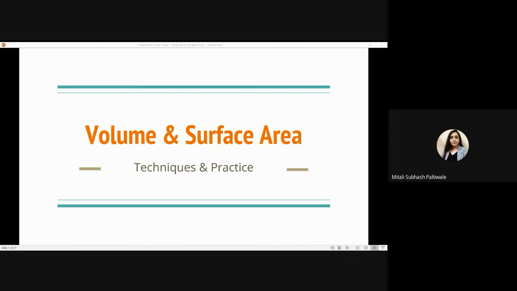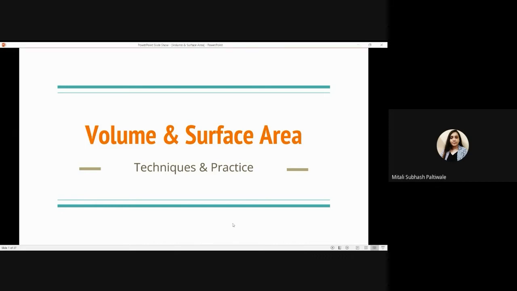Let us not wait for more. As I was telling you, volume and surface area are related to 3D shapes, that is, three-dimensional shapes. Now, what does three-dimensional mean? It means the figure will exist in three axes, x, y, and z. So it will have three different dimensions, and that is what applies to volume and surface area.